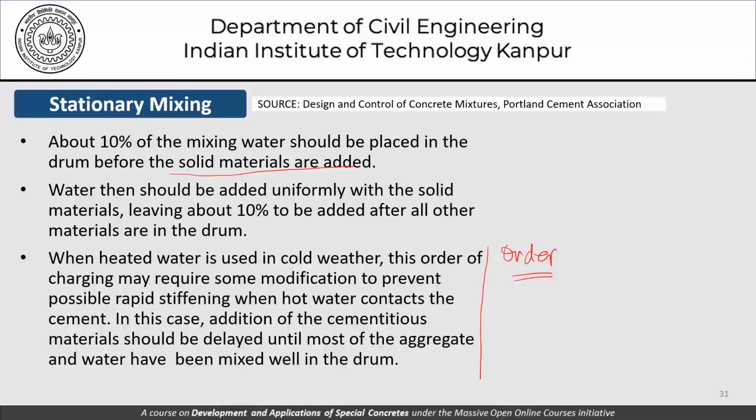So to that extent, nothing is really written in stone, and depending on the kind of conditions that you're working with or the concrete that you're working with, the order and so on can and should be changed, provided the bottom line is very clearly understood. That is, uniform concrete has to be achieved.